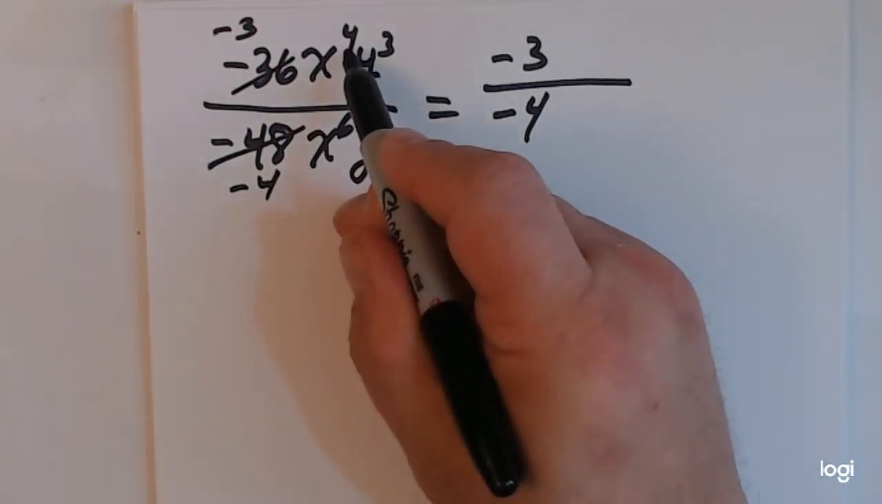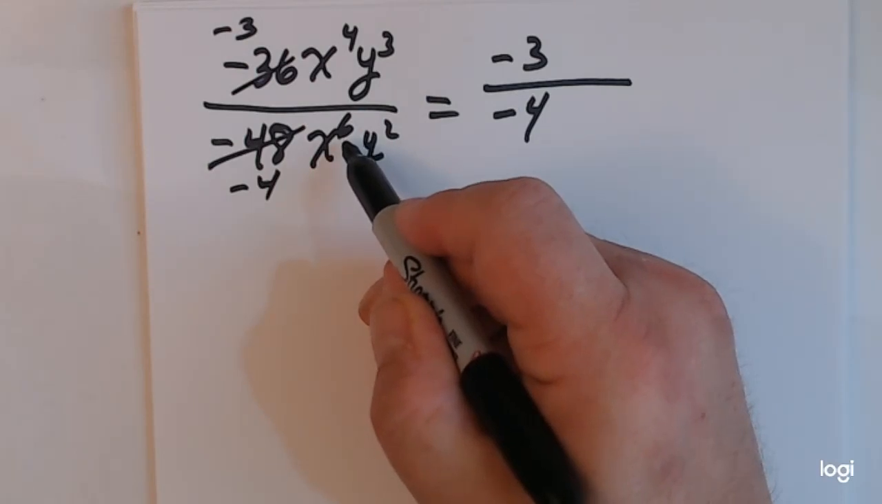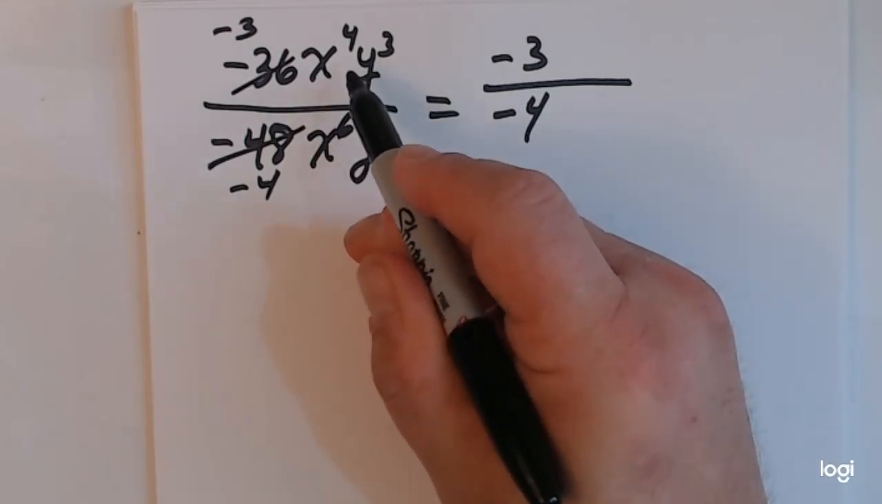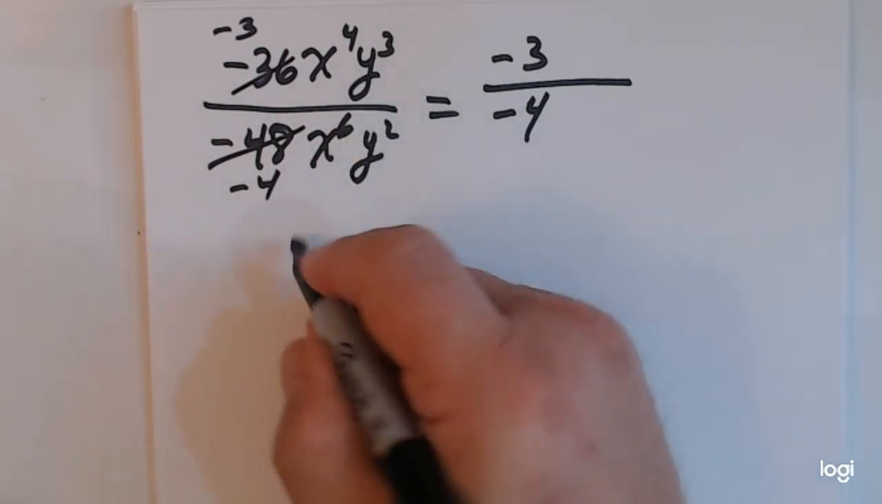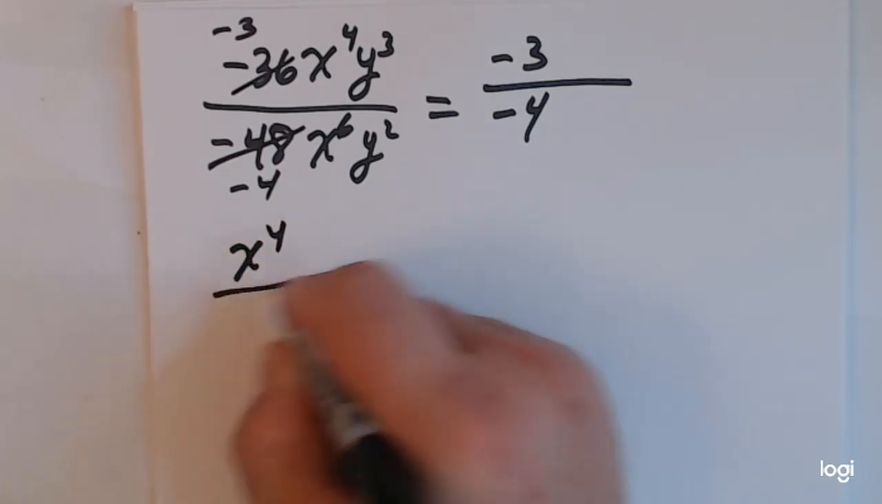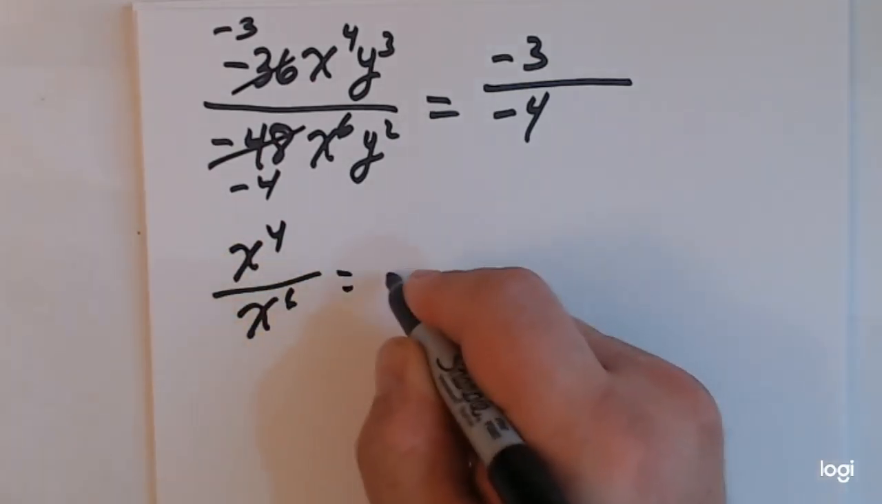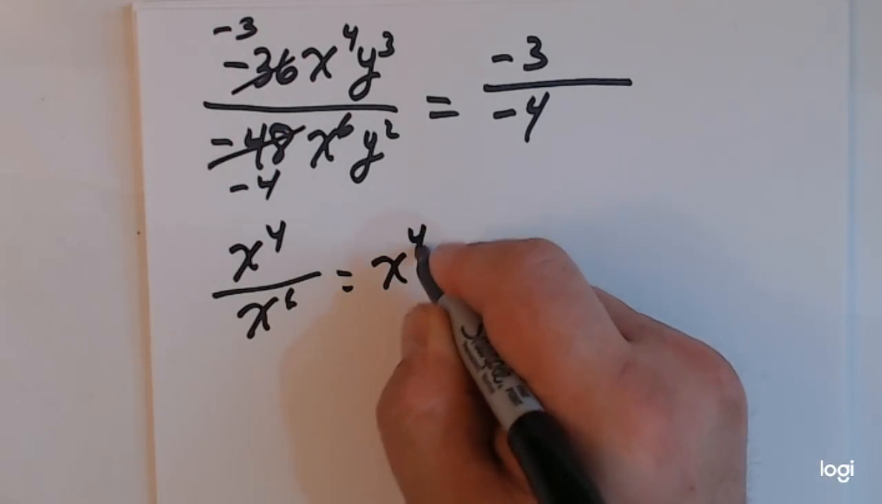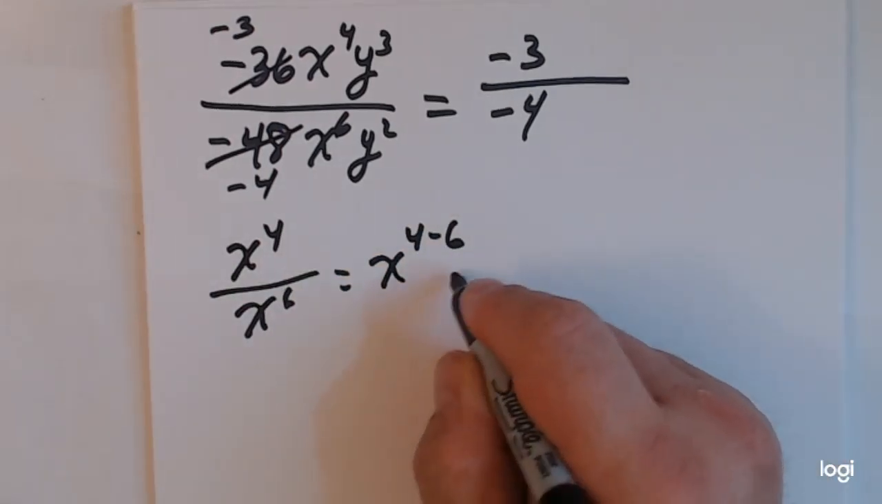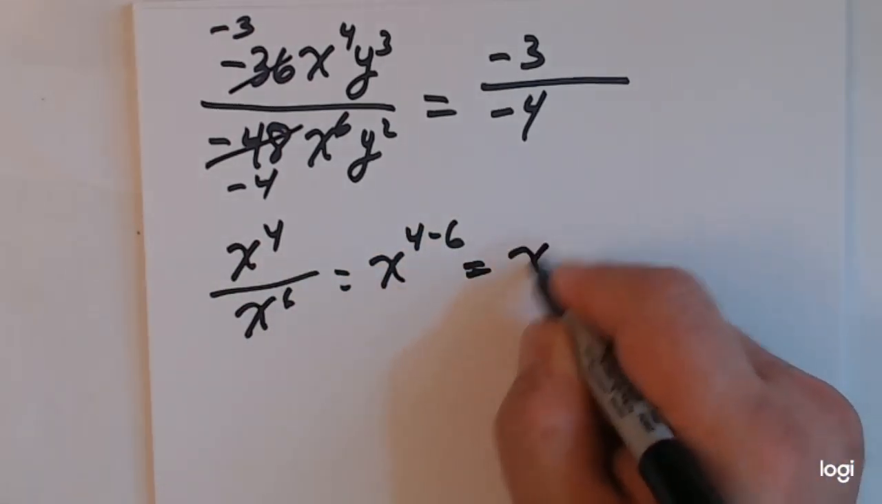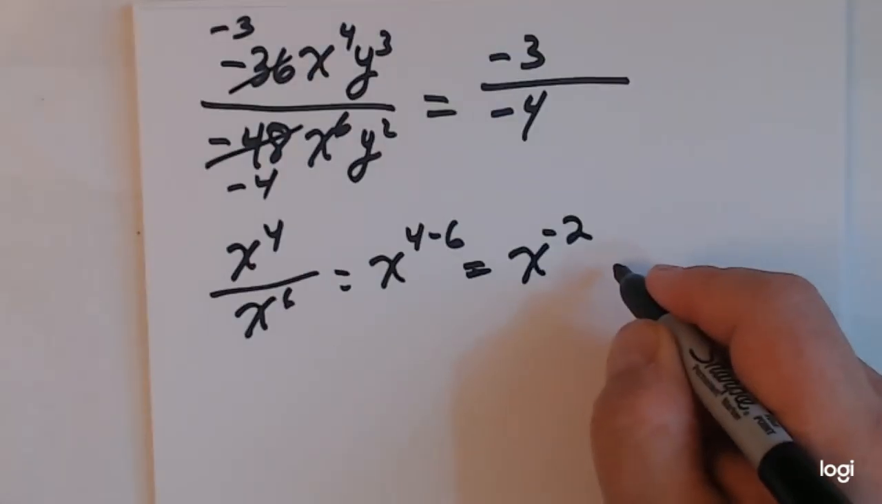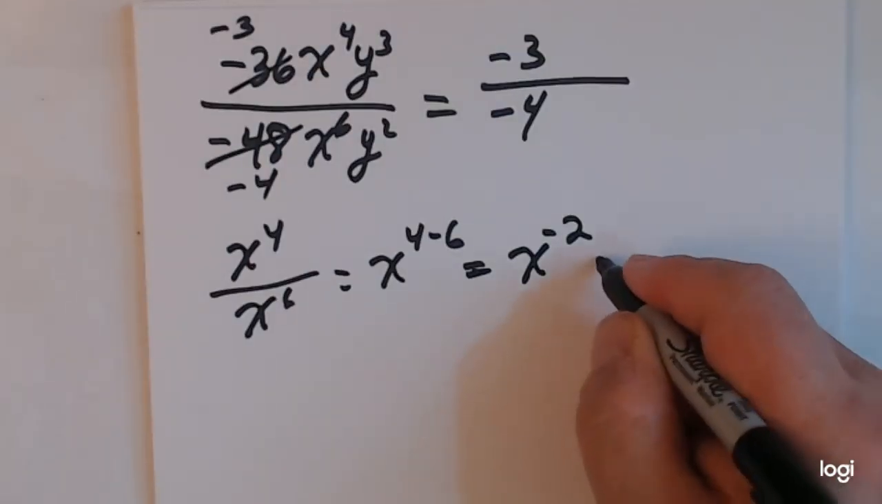Now, x to the 4th divided by x to the 6th, that's x to the 4 minus 6, which is x to the negative 2, which says, hey, put me in the denominator.